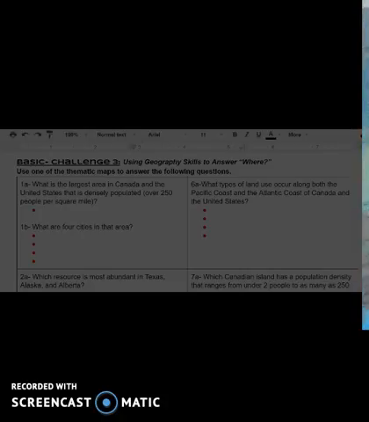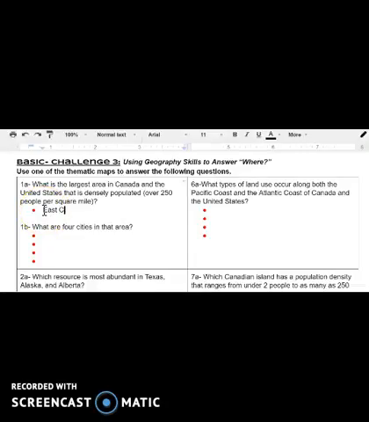So for population density, I'm going to be looking at which is the largest area that is the most densely populated, over 250 people per square mile. So I have to look down in my key, find which is over 250 people per square mile. That's my purple. Which area in Canada and the US is that? It looks to me to be the East Coast or New England. So on my sheet, I would type East Coast or New England. And then what are 4 cities in that area?